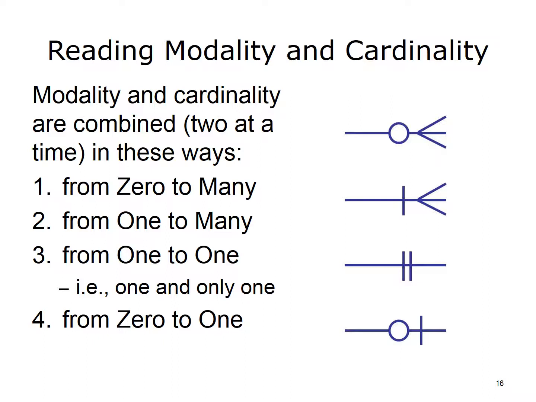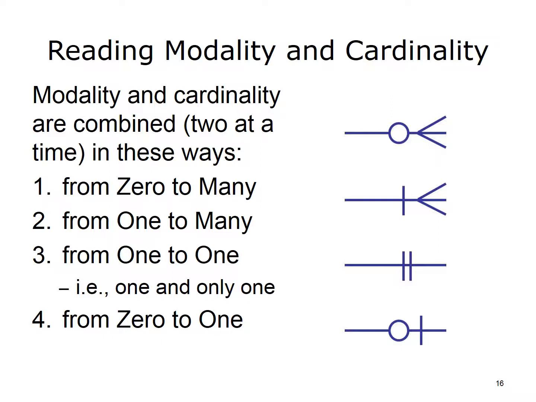Modality 0 and cardinality of many means that instances of the entity on the left of the relation can have or be associated with from 0 to many instances of the entity on the right. Modality 1 and cardinality many similarly means that instances of the entity on the left of the relation can have or be associated with from 1 to many instances of the entity on the right.